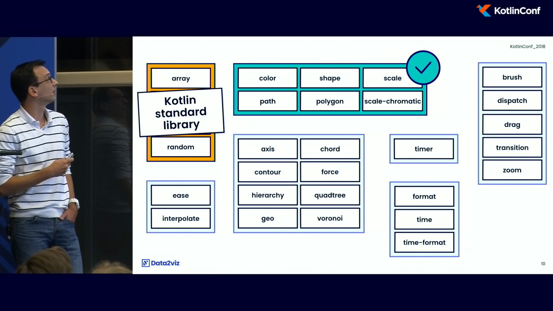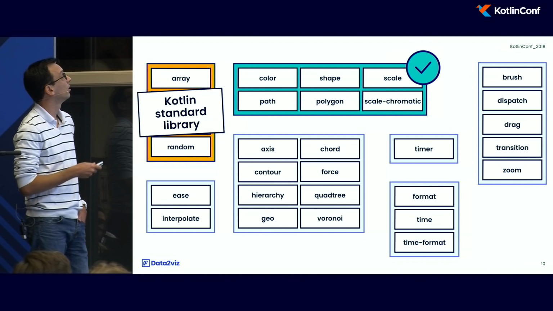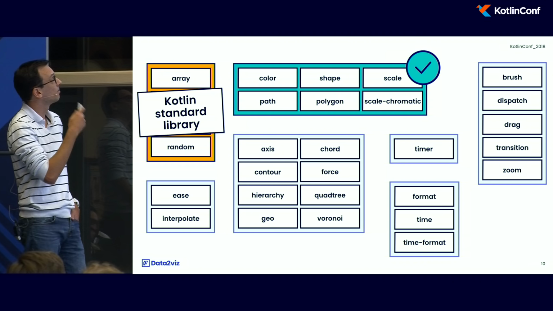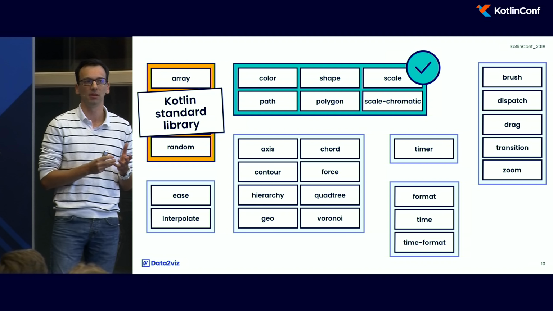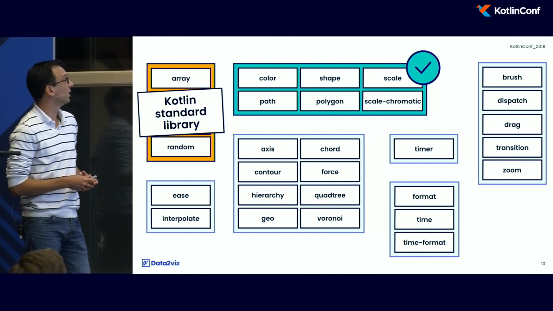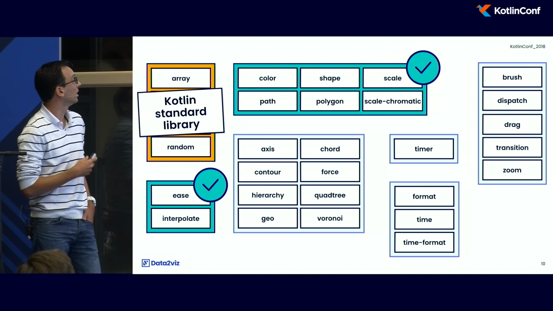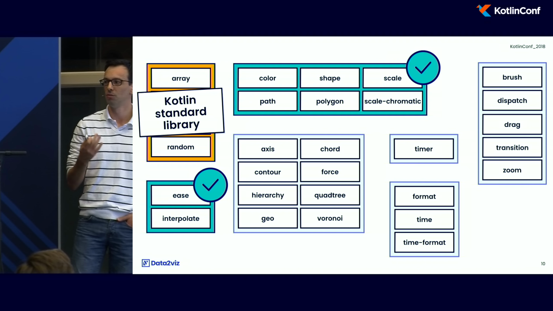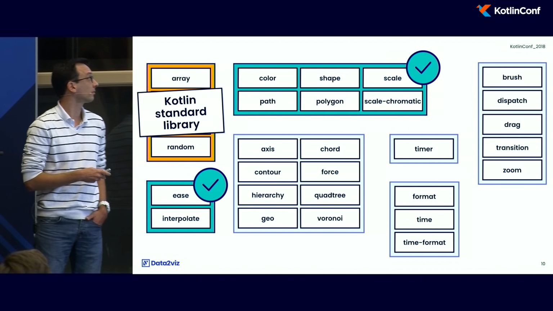Then here we have done a full group of modules: color, shape and scale, path, polygon. This is used to create the most basic visual elements of your visualization. Okay? So here everything is ported. Same for these two modules, ease and interpolate. These are two modules which are used to animate things on screen.